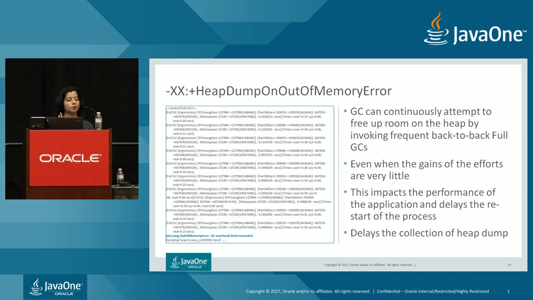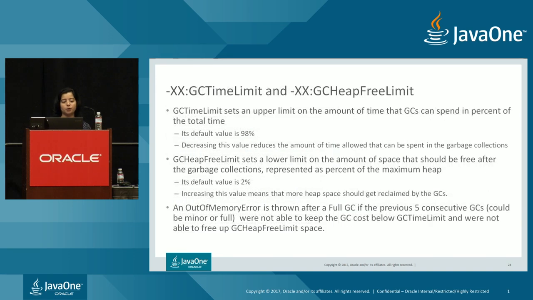So in such scenarios, it can actually delay the exit or restart of the application, and it delays the creation of heap dump as well. This delay can have performance penalties for our application. For such scenarios, we can use two JVM options, GC time limit and GC heap free limit.